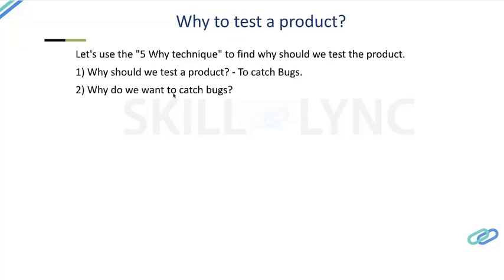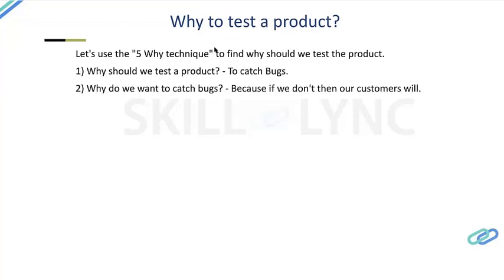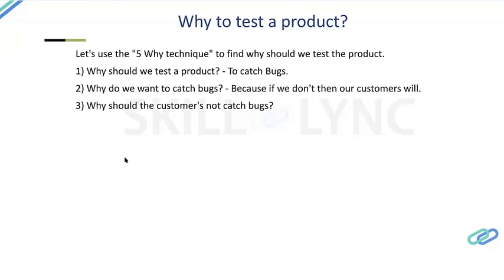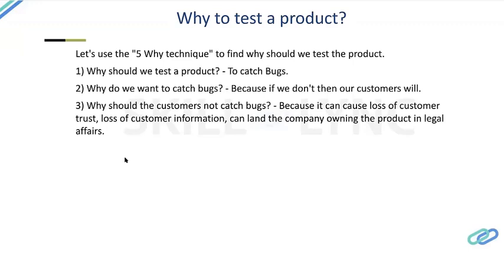But then the second question comes, why do we want to catch the bugs? Because we don't want our customers to catch the bugs. If we don't catch the bugs ourselves, our customers will. If some company launches a product and the testing is not done properly, the end user would catch the issues that were there in the product. So the next why comes, why should customers not catch the bugs? What's the problem in the customer catching it? The answer is, because it can cause the customer loss of trust, loss of information, and can land the company into legal affairs.